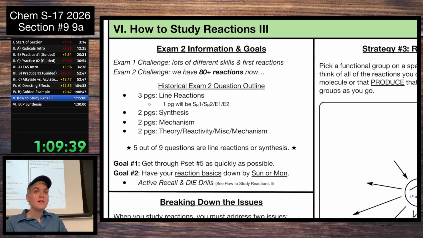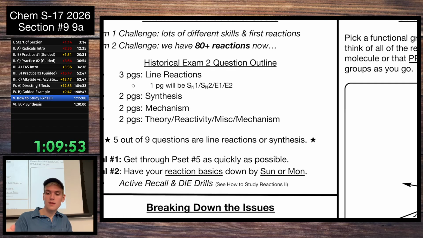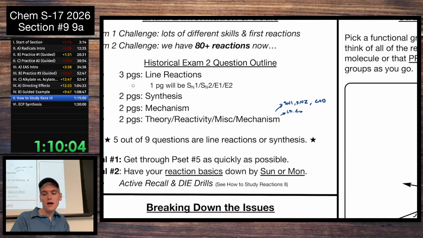You're going to have 3 pages of line reactions, box problems. One of those pages is going to be a substitution elimination page. You're going to have 2 pages of synthesis, 2 pages of mechanism, and 2 pages of theory. Theory questions include things like, what is the fastest SN1? What is the fastest SN2? What's the most reactive CAD? Then we have things that are lecture 9 of aromaticity. We have directing effects. We have, are the things on our benzene ring activating?